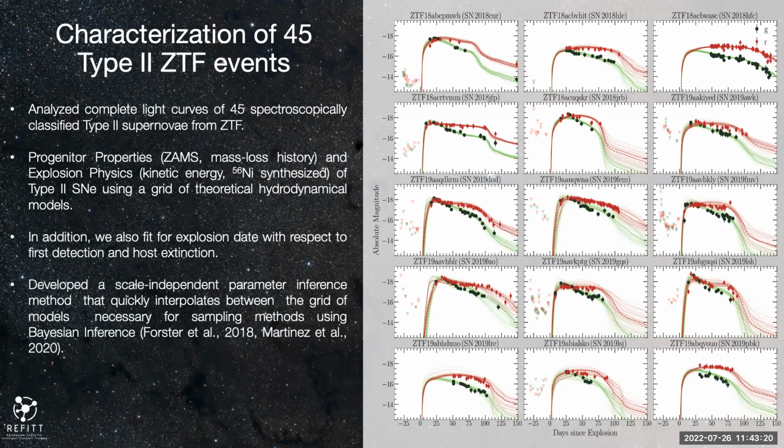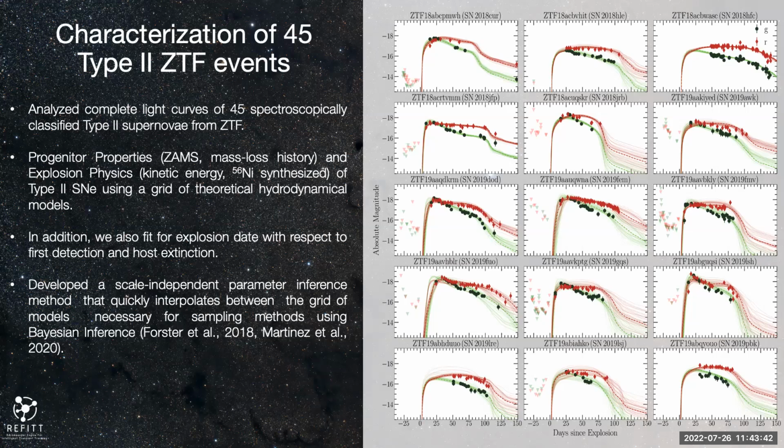It's unfair to say that we developed this; it has been in the literature. You have a grid of hydrodynamical models with varying ranges of parameters, and then you interpolate between these models, so that if you have a sampling method in place, for any combination of parameters you have a value interpolated within the grid of models.